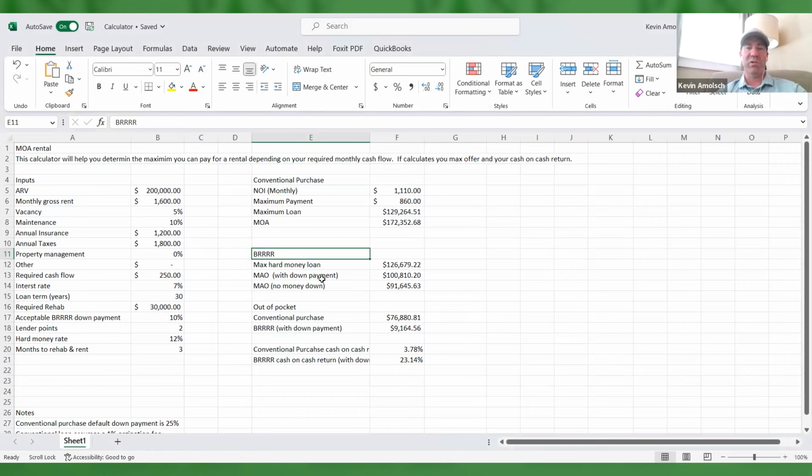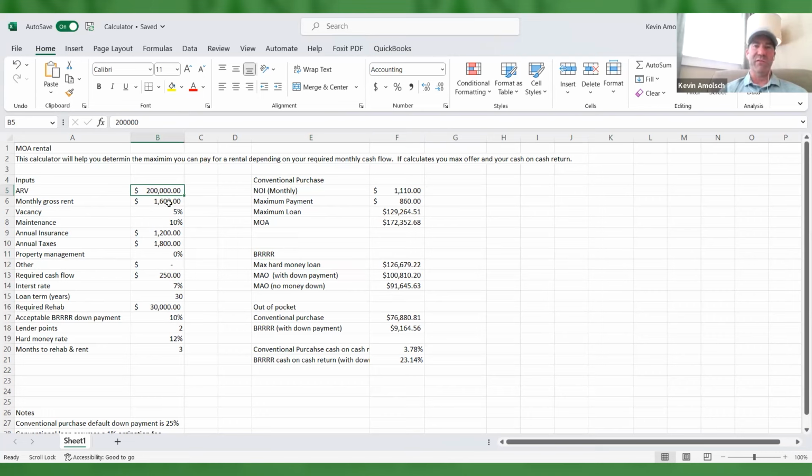For the BRRRR, there are two here. You have a down payment option and a no down payment option. These would be your offers depending on whether there's an acceptable down payment amount for you. So I'm just going to go through an example of what I just plugged in. I tested this several times, so I'm pretty confident it works. Let's just say an ARV, after repaired value, of $200,000.